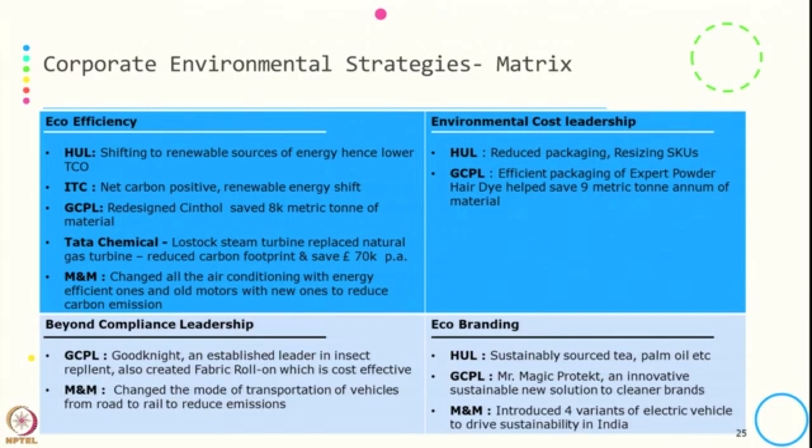And typically we have taken just the case of 5 companies. The more we look into the sustainability initiatives or activities done by a company, the more we will be able to map them with the strategy, and we will see that the activity typically comes from the corporate strategy they have taken. The other example can be eco-branding: sustainably sourced tea, palm oil, or Mahindra and Mahindra introducing 4 variants of electric vehicles to drive sustainability in India.